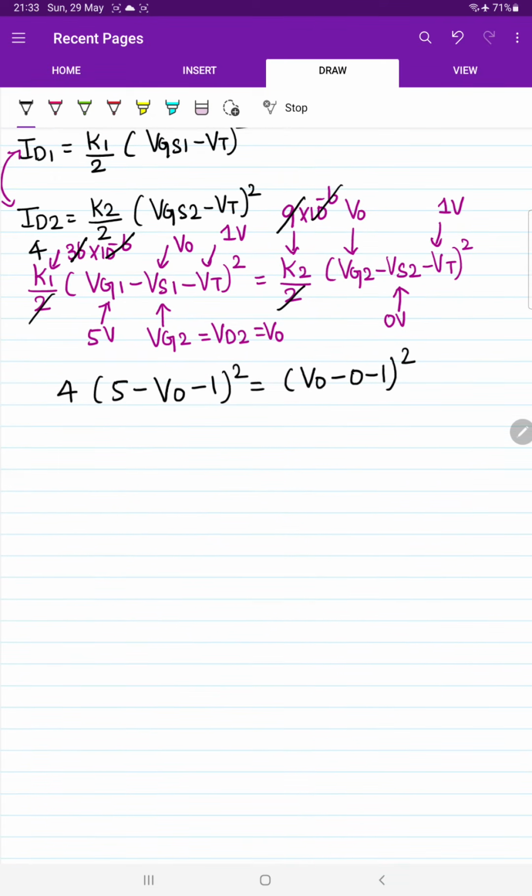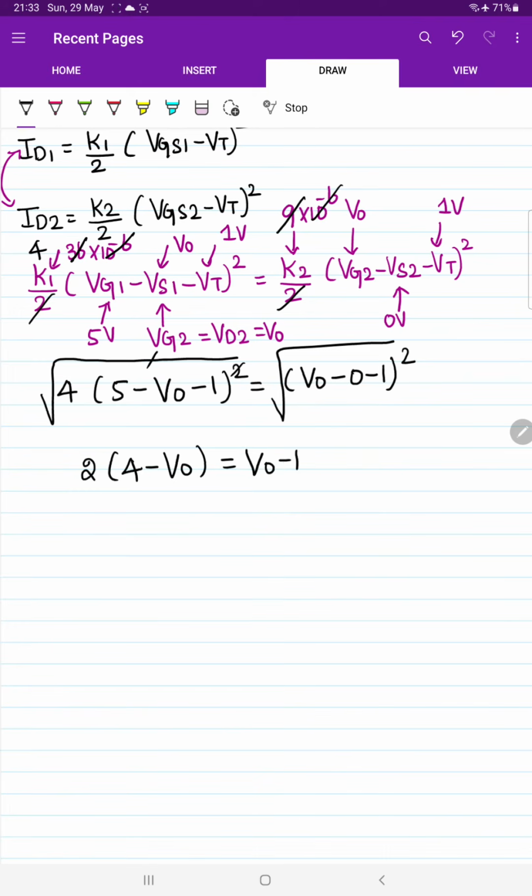Now what I am going to do is cancel this square on both sides. How do I do this? I am going to take the square root on both sides such that this square will get cancelled. Square root of 4 will become 2. So 2 times (5 minus V0 minus 1). I can reduce this: 5 minus 1 will become 4. We can directly substitute here. This will become 2 times (4 minus V0) equal to V0 minus 1.